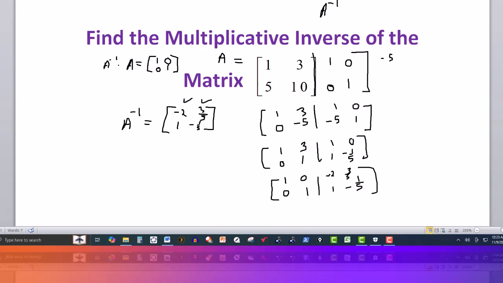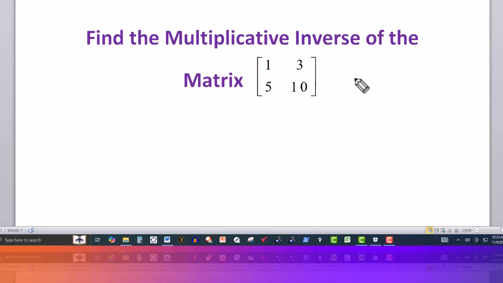Now let me show you another way. This is a shortcut of this method here. So for this one, let's call this matrix A again. For this method, we need the determinant of A. It's very easy to find the determinant for a 2 by 2, because all you do is cross multiply this way. So it's 1 times 10 is 10, and then this way 3 times 5 is 15, and then you subtract that. 10 minus 15 is -5. That's the determinant. Cross multiply and subtract those products.